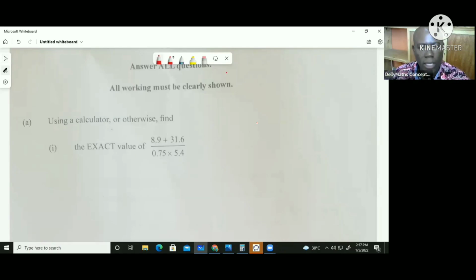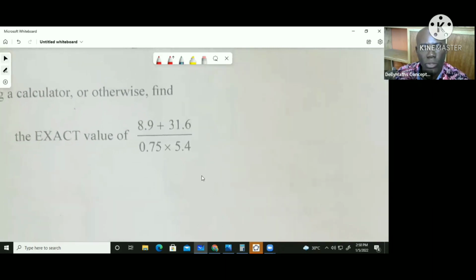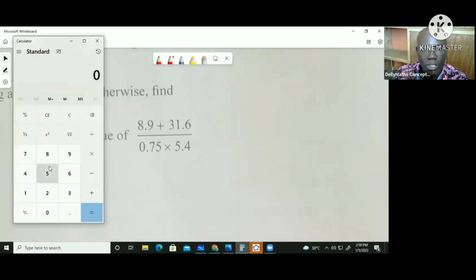All right, welcome back. As you could see, it says answer all questions. All working must be clearly shown. Use a calculator or otherwise find the value of, number one, the exact value of 8.9 plus 31.6. And so as you could see, we are about to embark on this. All right, let us look at that. So we could just simply use our calculator to do this quickly.